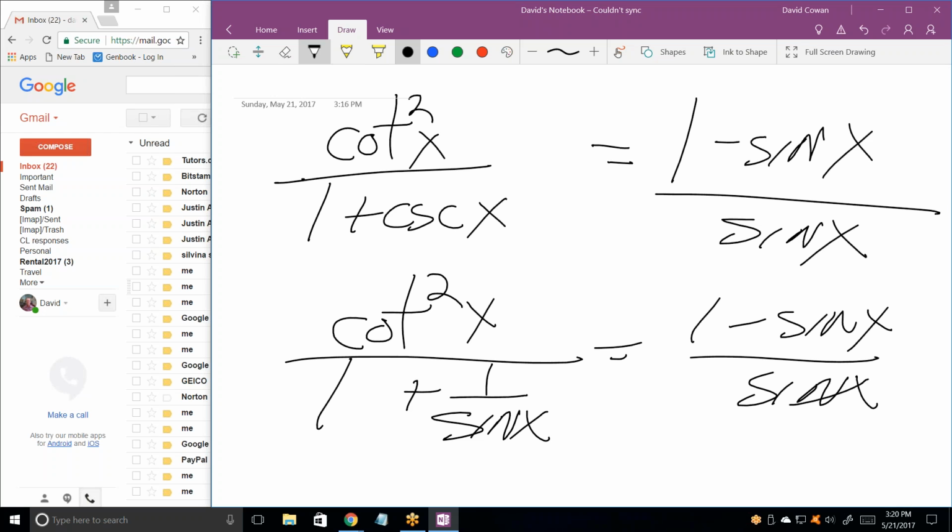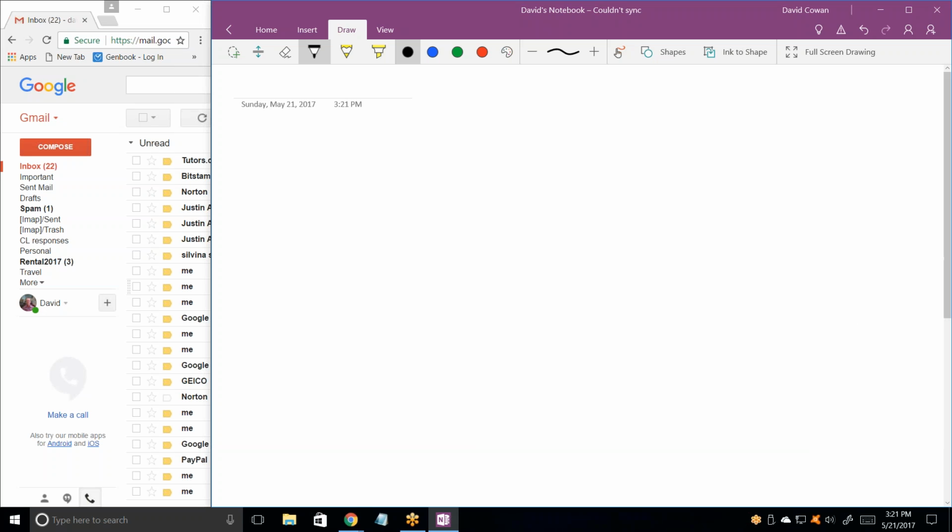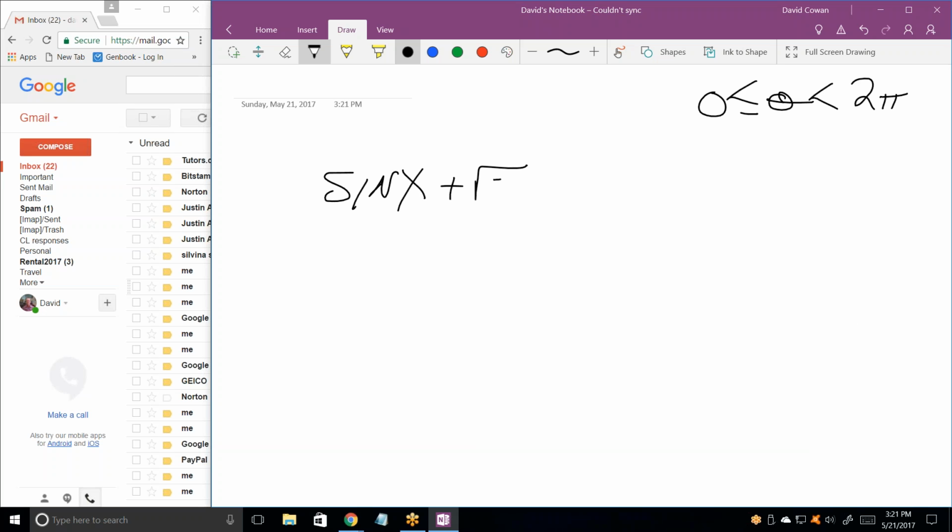Cool. The next one is it wants to find all the solutions of the equation on an interval of 0 to 2 pi. Okay. So the equation is sine of x plus root 2 equals negative sine of x.